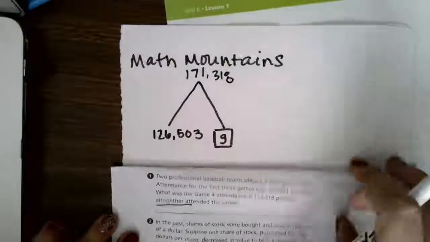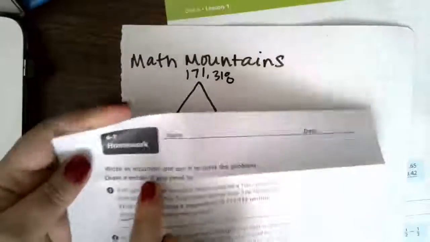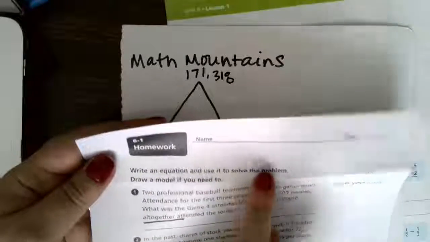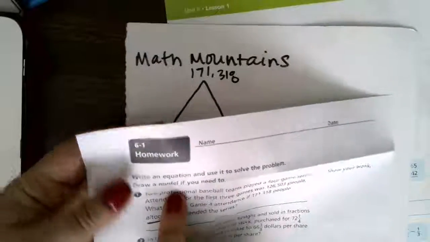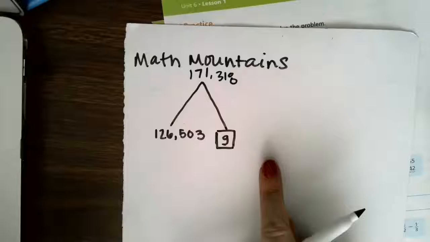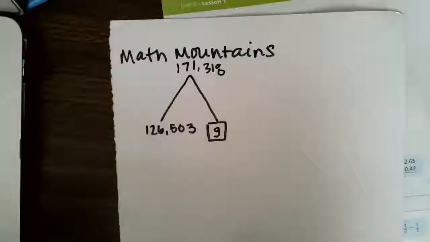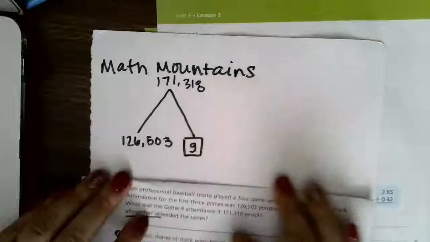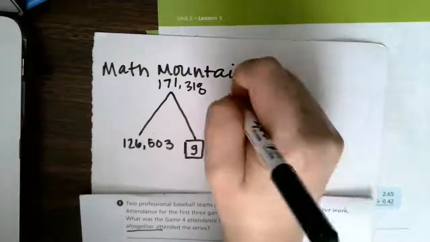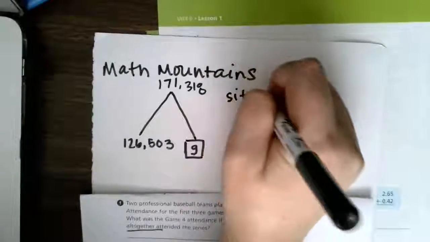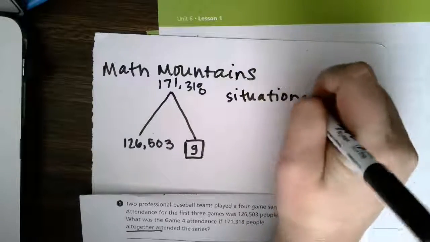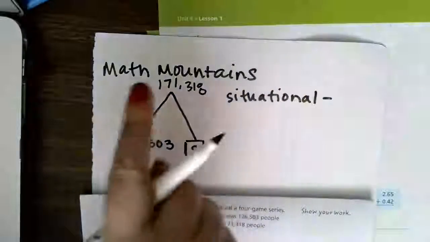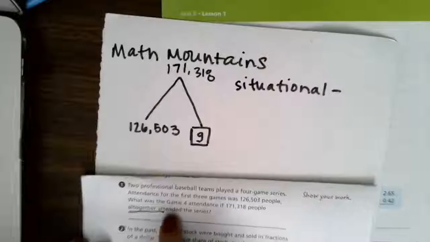The instructions on this ask you to write an equation and use it to solve. Draw a model if you need to. This is probably your best kind of model. But now I can turn this model into 2 kinds of equations. The first kind of equation is called a situational equation. A situational equation is the one that reads just as it does in the problem.